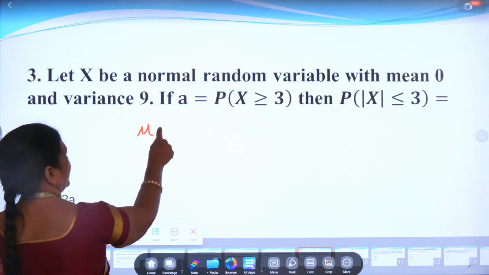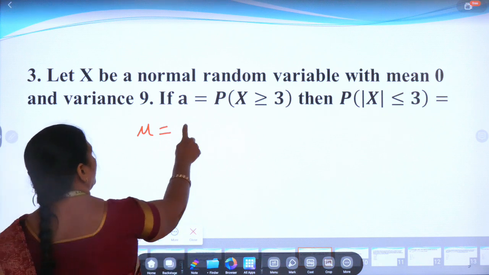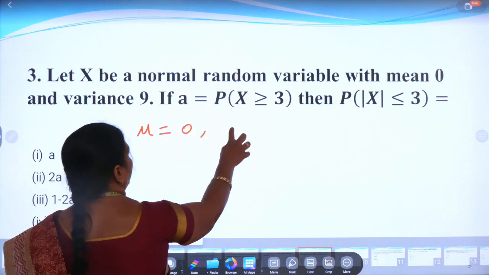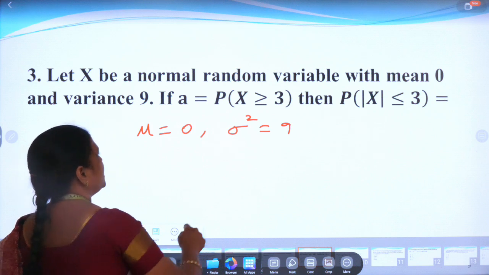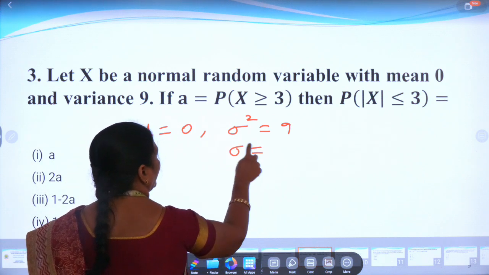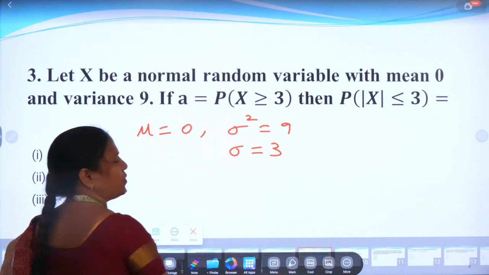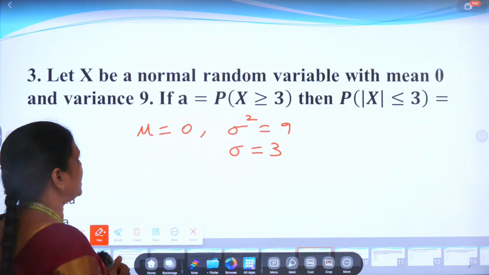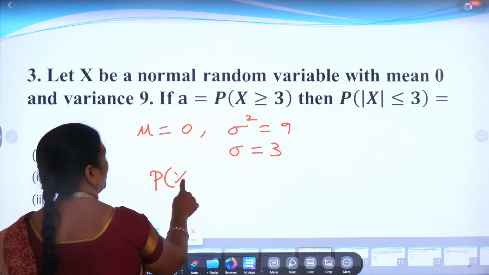First we will write what is given and what we have to find. What is given is, mu is given as 0, and the variance is given; we can take it as sigma square as 9. If we need, we can find the standard deviation also. Standard deviation is nothing but the square root of variance. So sigma is 3.